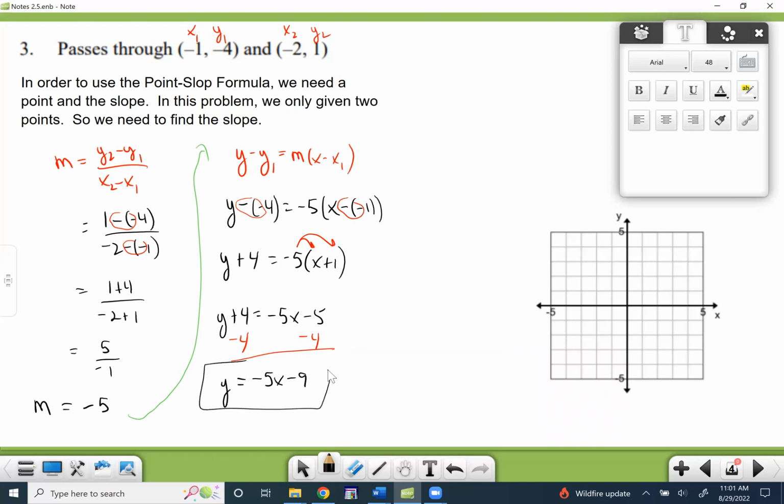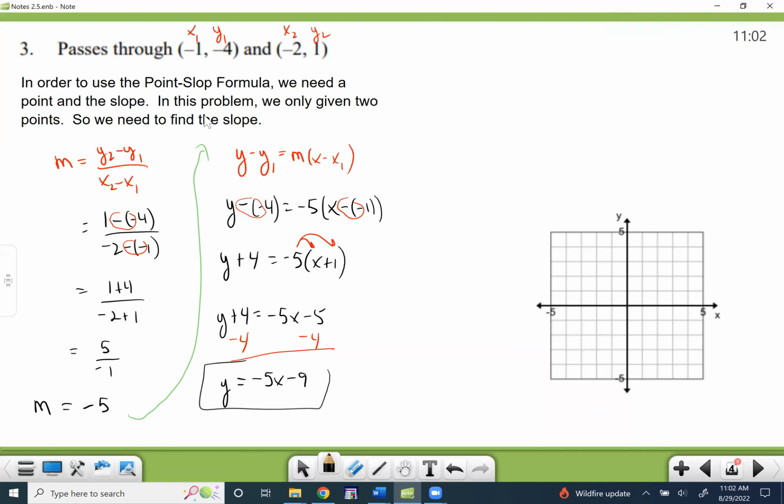Now, on a side note, I'll talk about this more on the next screen. We said to use point slope, you just need a point and the slope. You didn't necessarily have to use the point -1, -4. You could have used -2, 1, which actually would have been maybe easier. You wouldn't have to deal with as many minuses, right?